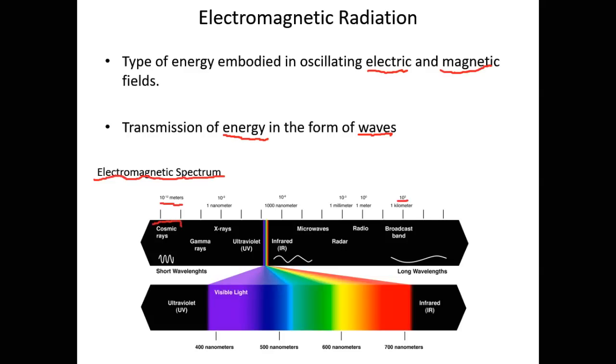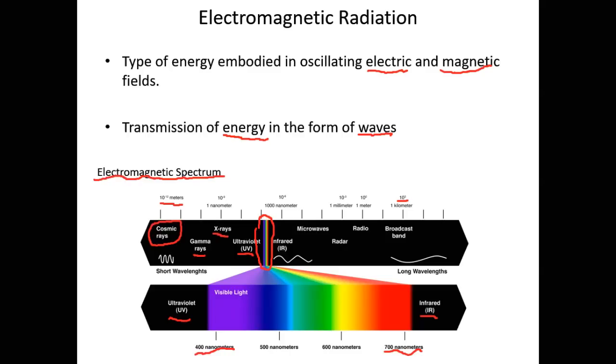So cosmic rays have very short wavelengths, on the order of picometers. Then we have gamma rays, X-rays, UV rays, which is produced by the sun. Then we have the tiny sliver of rays, as it's called, visible light. And so visible light goes anywhere from about 400 nanometers to 700 nanometers. So UV is shorter than visible and IR is longer than visible.